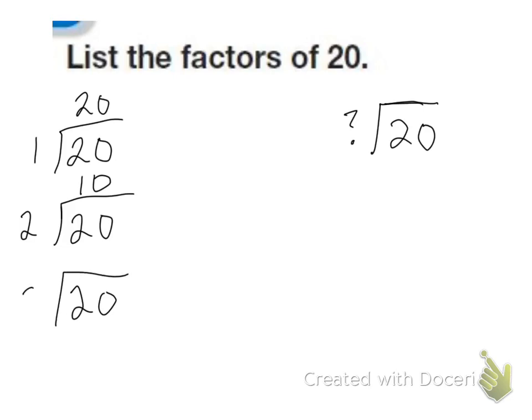20 divided by 3, well, 3 can go into 20 6 times, and that's 18. So that's going to leave a remainder. So 3 can't. So we'll do 20 divided by 4 is 5.